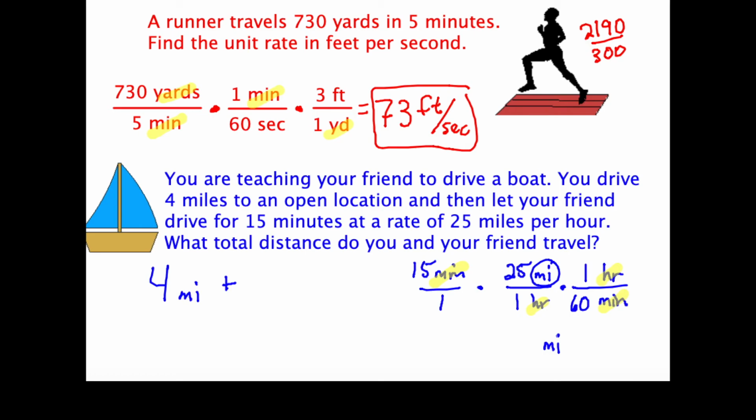Let's take our 15 times 25 on top times 1, and 1 times 1 times 60 is 60, so 15 times 25 on top. Divide that by our 60 on the bottom, and we end up with 6.25 miles. But now remember, that's just the distance your friend drove, so we need to add that 6.25 miles onto our 4 miles. Notice our labels line up, so we can add those two things. Comes out to 10.25 miles.